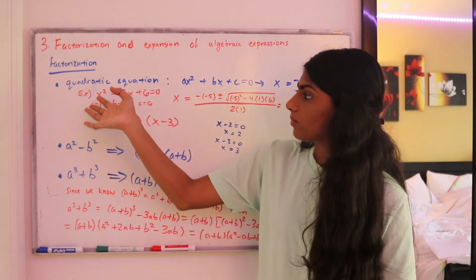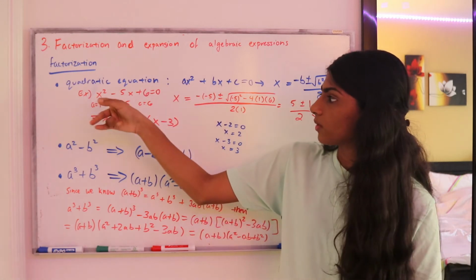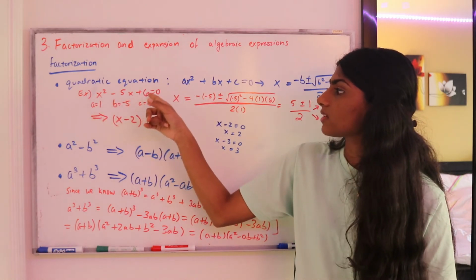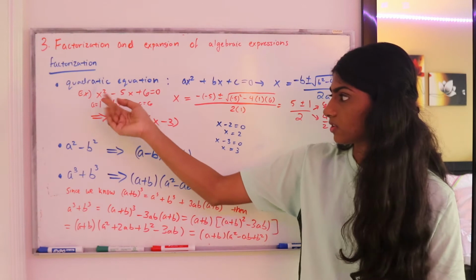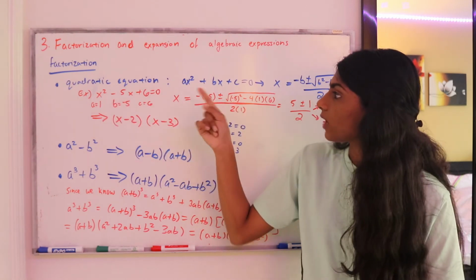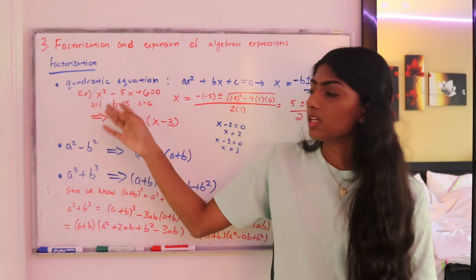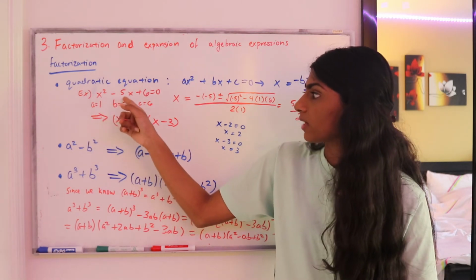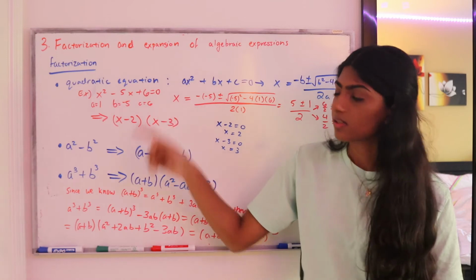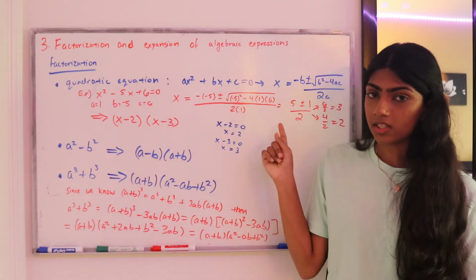So, for example, we have this equation right here, x squared minus 5x plus 6 equals 0. So we know this is a quadratic. Then we need to find out what a equals, what b equals, and what c equals. So a equals 1, b equals negative 5, I see in here, minus 5, and c equals 6. So now we're going to plug it into the quadratic equation.